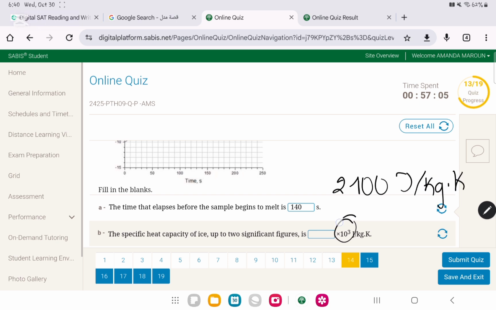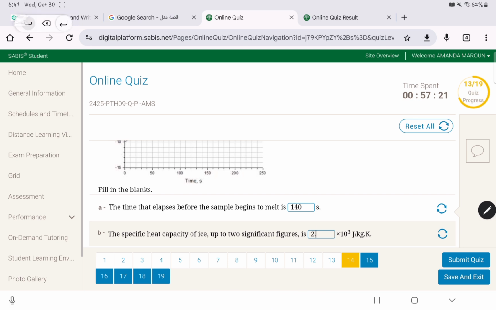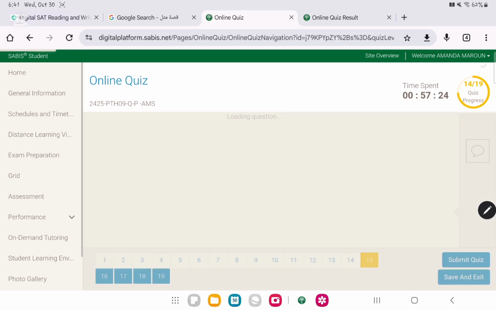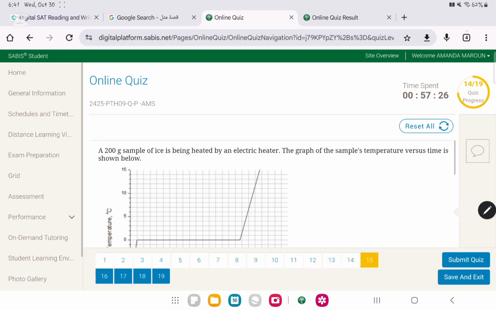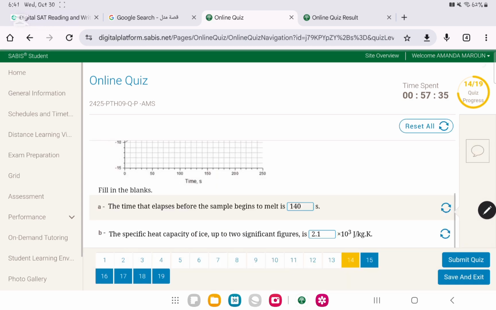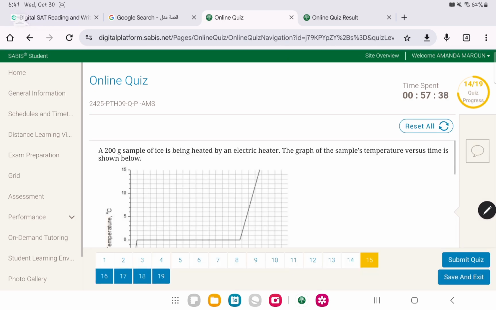So how do we change it from this to 10 to the power of 3? Very simply, just do your answer, which is 2,100 divided by 10 to the power of 3, and you are going to get 2.1. So the answer over here is 2.1 times 10 to the power of 3 joules per kilogram times Kelvin. My bad, not kilojoules.